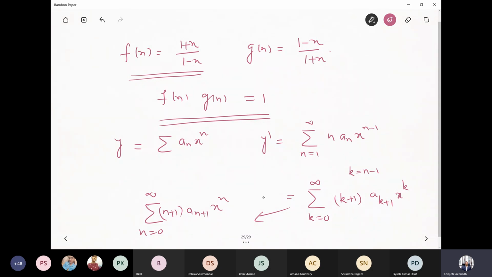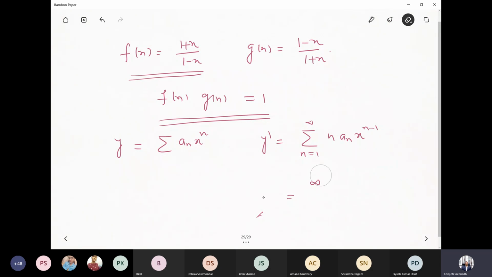Similarly, we can do the same thing for y double prime also. Right, same thing. Got that. Thank you, sir.